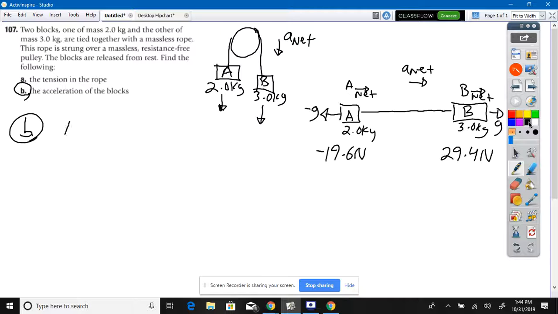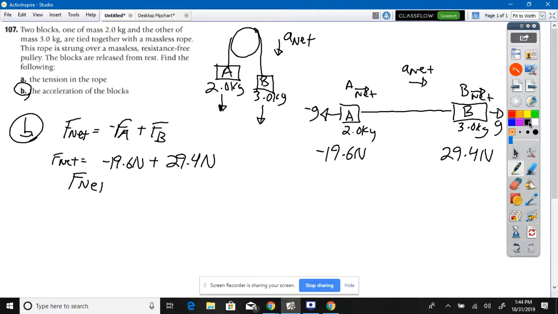So net force. What's that the sum of? Yes, all the forces. You've got block A and block B. If block A is pulling with negative 19.6 newtons and block B with 29.4 newtons, then that equals how many newtons net? That equals 9.8 newtons.